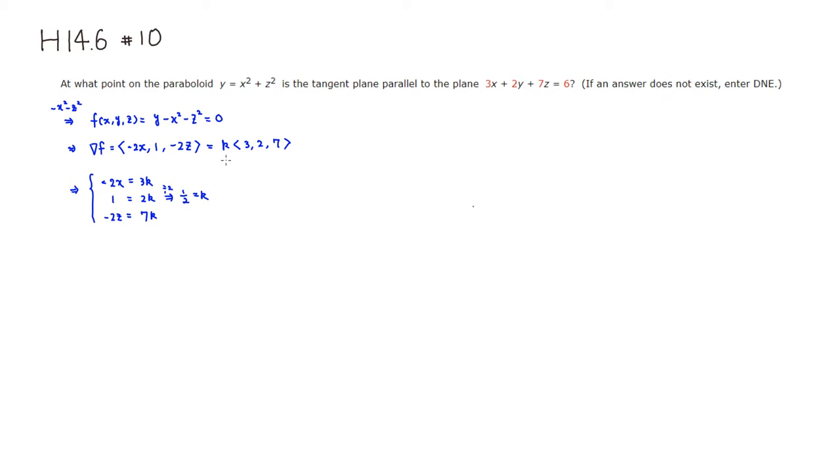So if k is 1/2, then from the first equation, negative 2x is equal to 3 times 1/2, so 3/2. Then you can just divide through by negative 2 to get x is equal to negative 3/4. And here, negative 2z is equal to 7 times 1/2, so 7/2. We divide through by negative 2, so z is equal to negative 7/4.